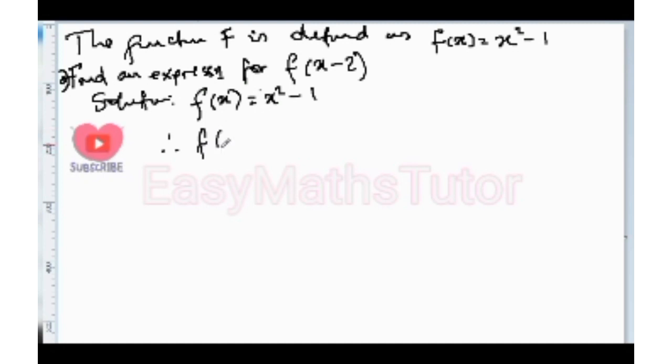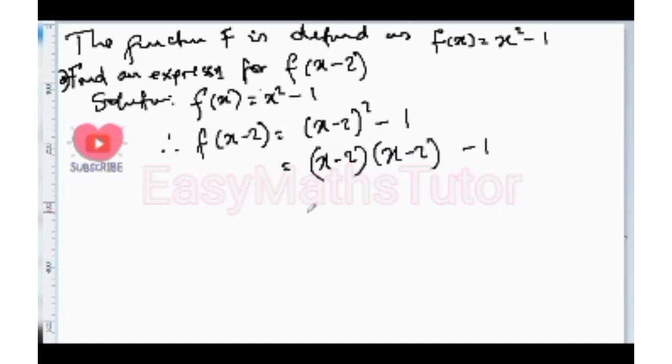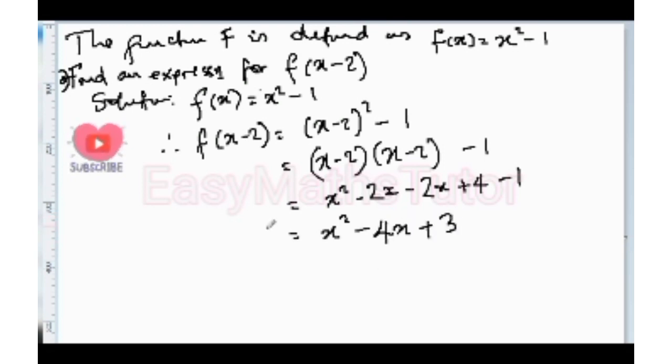First of all, we'll write f of x is equal to x squared minus 1, and then we'll replace the value of x as x minus 2 in the above equation. So instead of x squared, we'll write (x minus 2) squared minus 1. Expanding this bracket, we're going to have x squared minus 2x minus 2x plus 4 minus 1, which is equal to x squared minus 4x plus 3. Therefore, the expression for f of x minus 2 is x squared minus 4x plus 3.